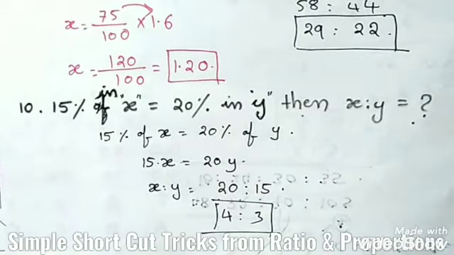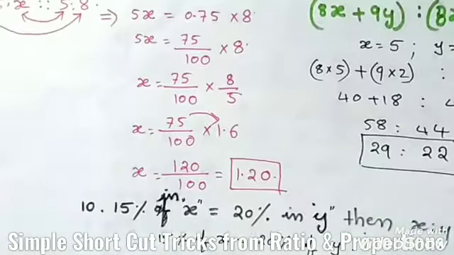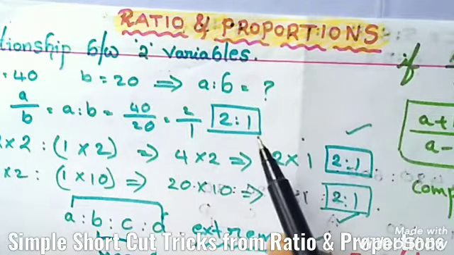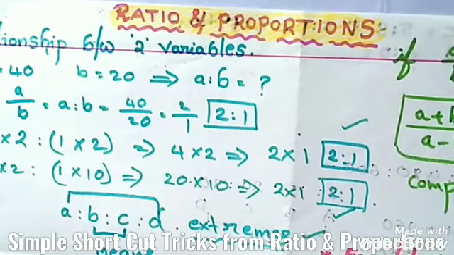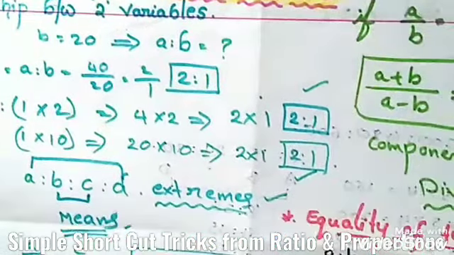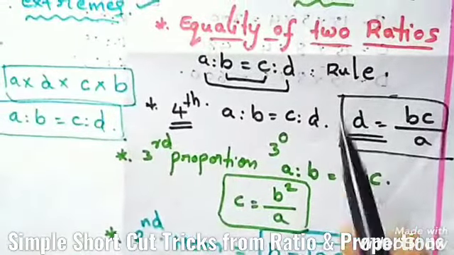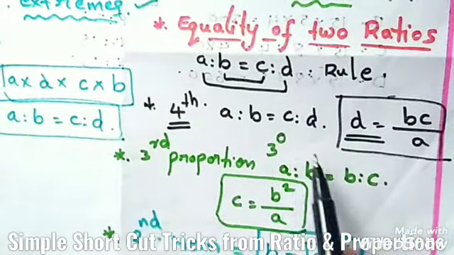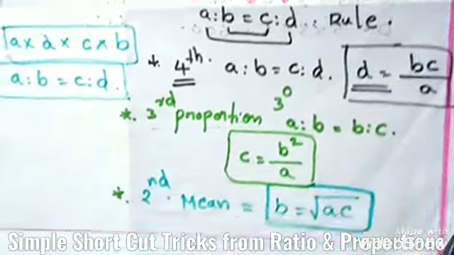Okay students, this is about today's session from the chapter Ratio and Proportions. First I explained the definition and introduction of ratio and proportions and some solved examples, and what the main formulae involved in ratio and proportions are, just to find the proportion terms, third and fourth and second mean proportion also.